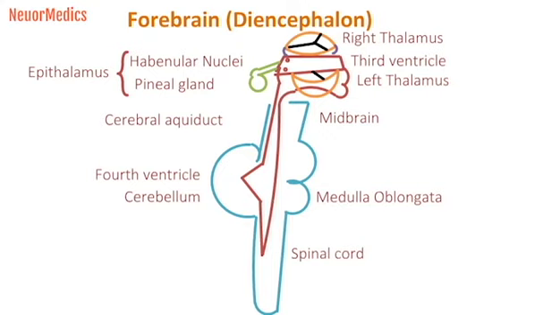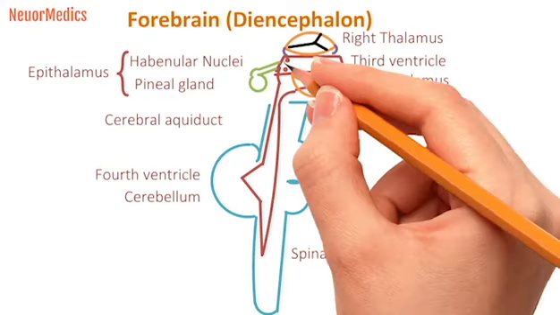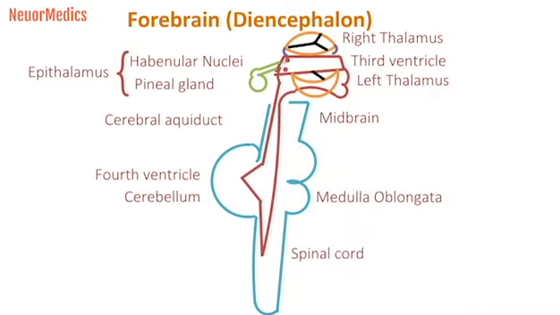The floor of the third ventricle lies on the midbrain, and on the posterior top of the third ventricle, there are two small masses of grey matter called habenular nuclei, and the white matter connecting these nuclei is called the habenular commissure. And these three structures, two habenular nuclei and one pineal gland, are called the epithalamus.